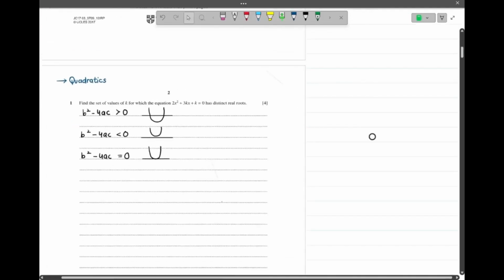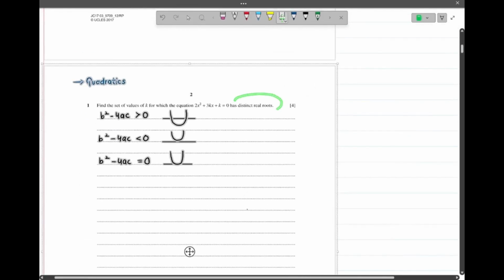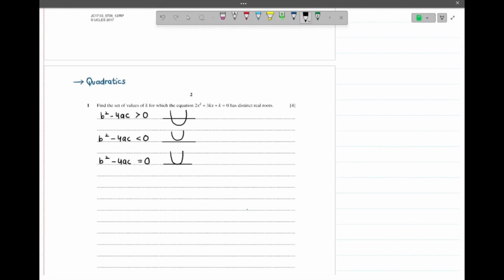Now, when a question says that it has real roots, it means that they're talking about the discriminant. And how do you figure out the discriminant? This is a question from the chapter of quadratics, as I've already mentioned over here. And you need to understand the concept of a discriminant. A discriminant is basically b square minus 4ac.